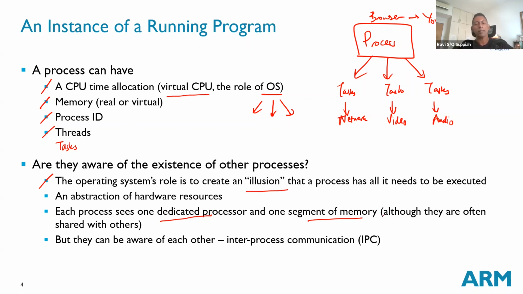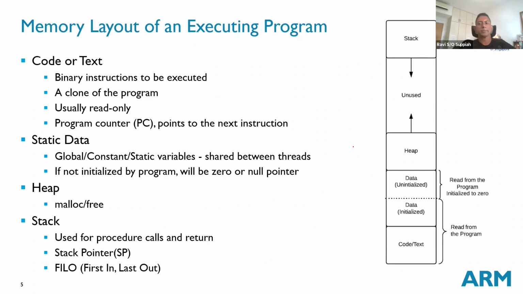At the same time, there is also this concept of inter-process communication. That means there is a mechanism in place for tasks to talk to each other. For example, the video task and audio task can talk to each other, and the network task and the video task can talk to each other, and so on. So there is a framework for multiple tasks to communicate with each other using the OS as the backbone. These are all features given to us by the OS.